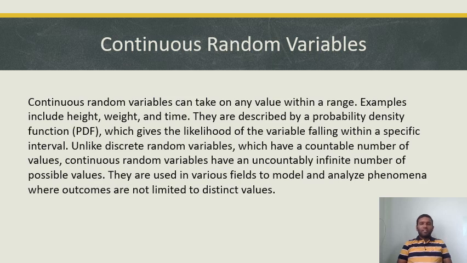Continuous random variables can take on any value within a range. Examples include height, weight, and time. They are described by a probability density function, PDF, which gives the likelihood of the variable falling within a specific interval. Unlike discrete random variables, which have a countable number of values, continuous random variables have an uncountably infinite number of possible values. They are used in various fields to model and analyze phenomena where outcomes are not limited to distinct values. This is about continuous random variables.